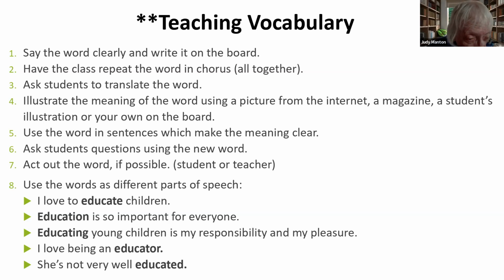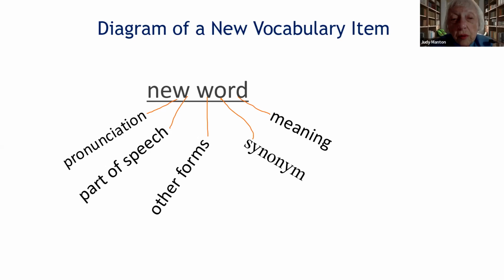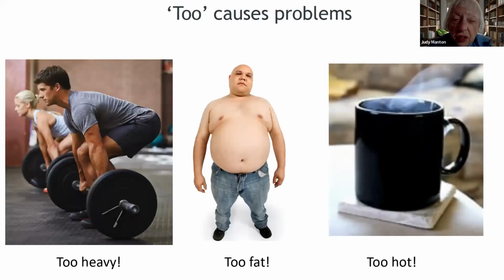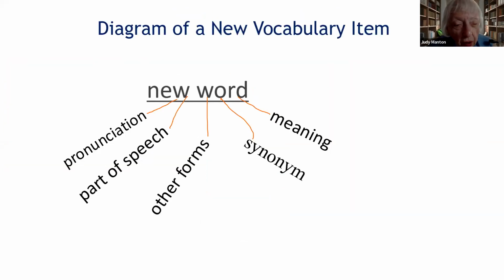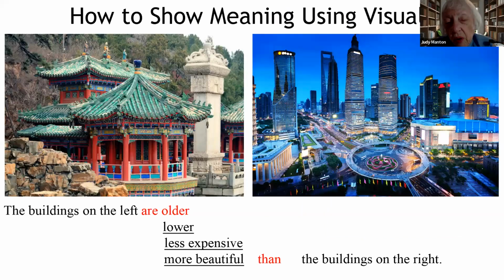And here is an idea on how to teach a new word. Illustrate the meaning whenever possible. Too heavy, too fat, too hot. The buildings on the left, how to show meaning using visuals. The buildings on the left are older than the buildings on the right. The buildings on the left are lower than the buildings on the right. The buildings on the left are less expensive than the buildings on the right.